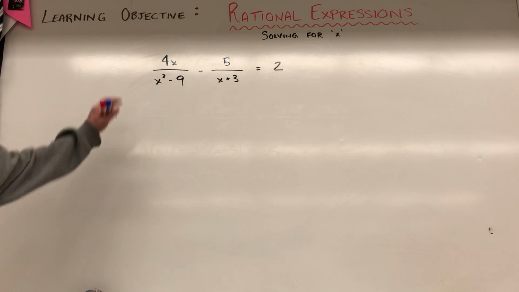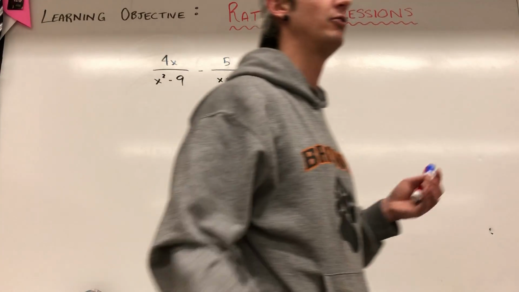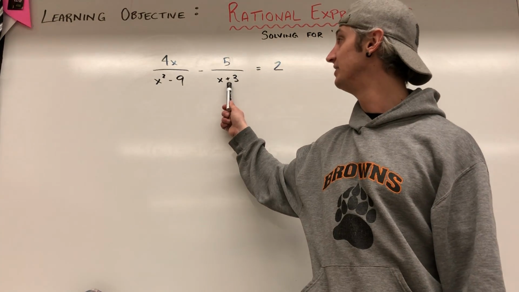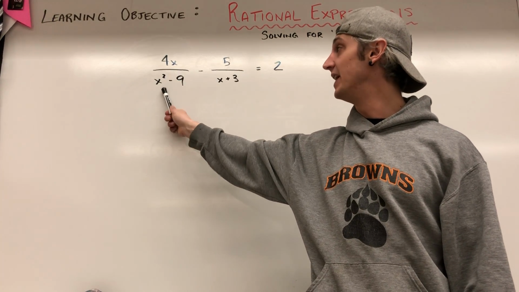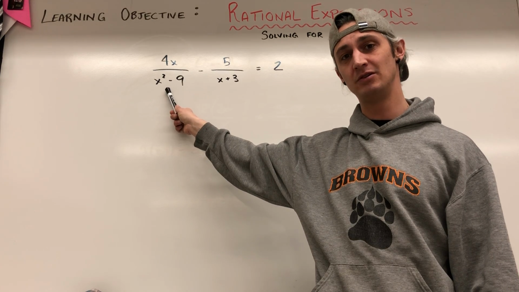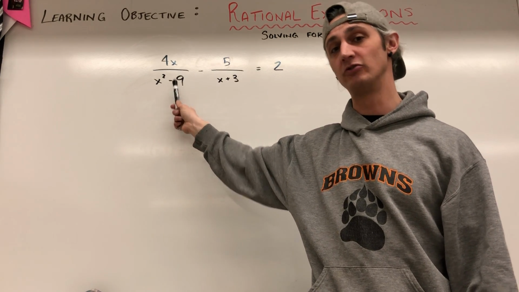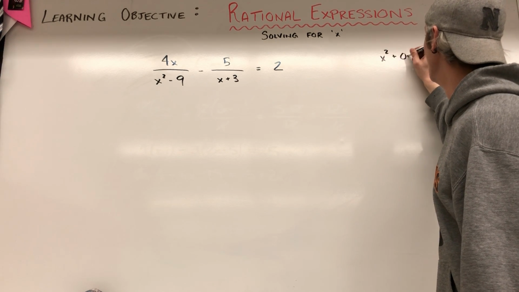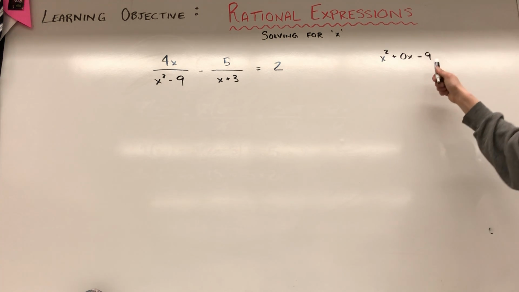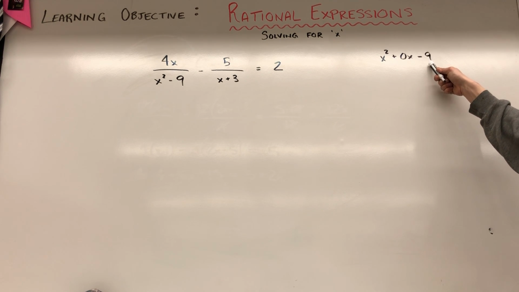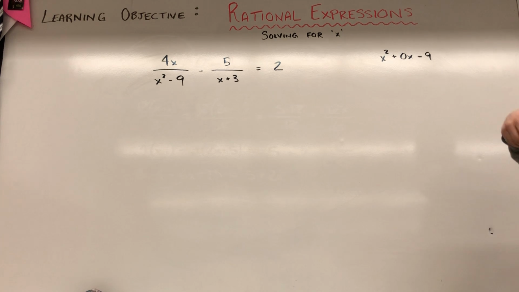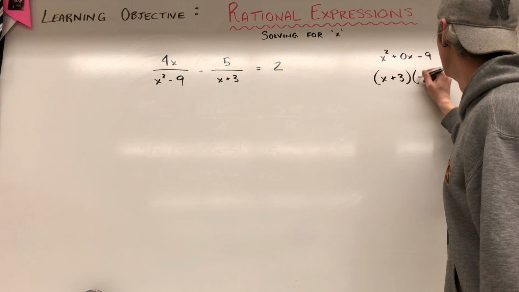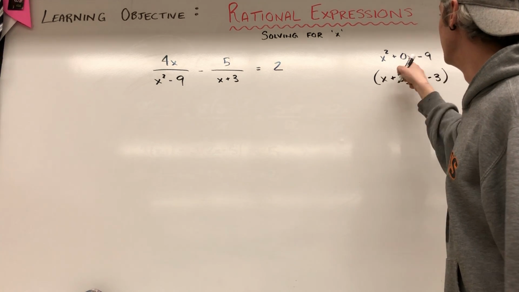So again, the strategy is we want to get rid of the denominator. And how do we do that? Well, we find the lowest common denominator. But in order to do that, this is as low as I'm going to get here. This is a trinomial, but it's a perfect square trinomial. I could rewrite that as x squared plus 0x minus 9. So what are two numbers that multiply to negative 9 and add to 0? It would be plus 3 and minus 3. And so that's how we would factor this.